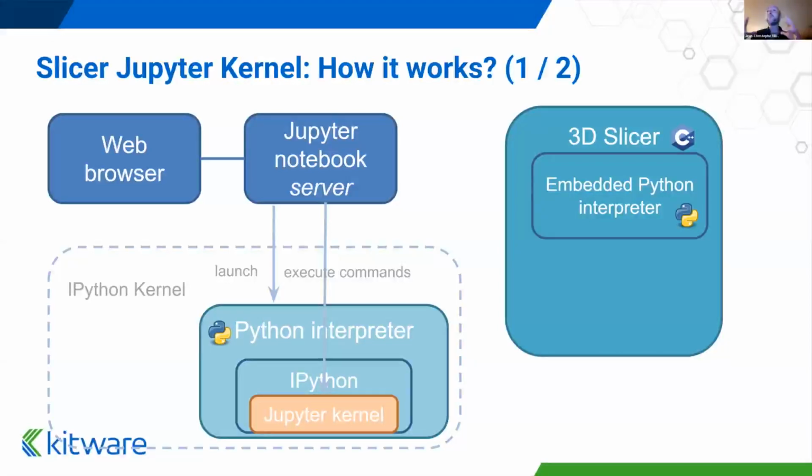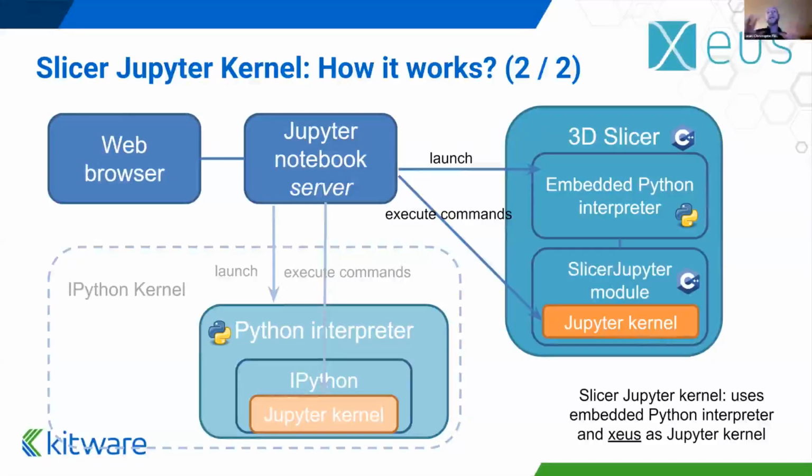And now how do we bridge the two? It means instead of starting a regular Python interpreter, we have a new kernel that's made available, and that's the Slicer application itself acting as a kernel. And the small layer provided by the extension is in charge of fulfilling the contract to communicate with the Jupyter Notebook Server.